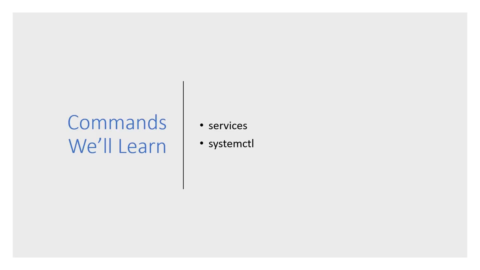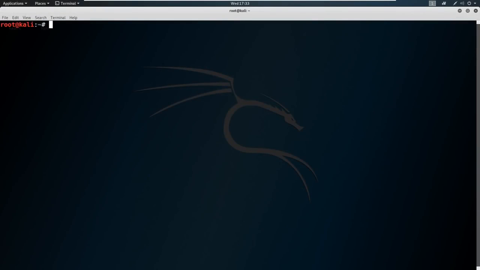So let's talk a little bit more about services and look at how these commands can be useful for pen testing. All right, so let's talk about starting and stopping services. So when we're in Kali, there are a couple different ways that we can start and stop services. And when I talk about a service, I'm talking about something like a web server or SSH or maybe a SQL database.